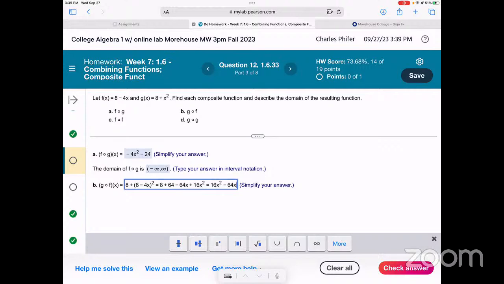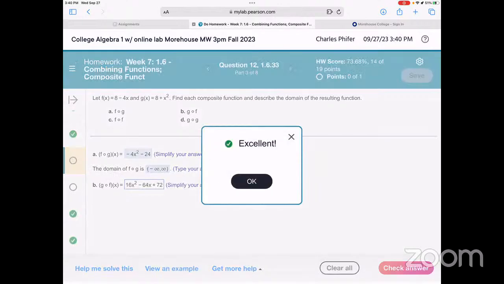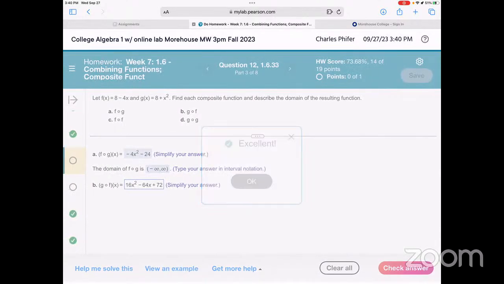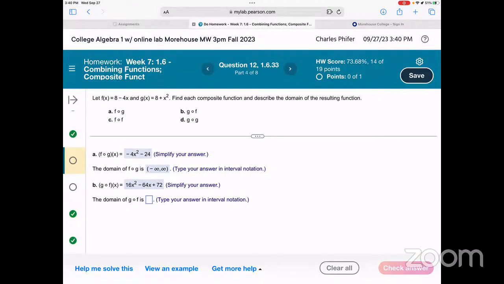Let me get rid of my notes. Okay. The domain of f is all reals. The domain of the simplified is all reals. So this should be all reals.